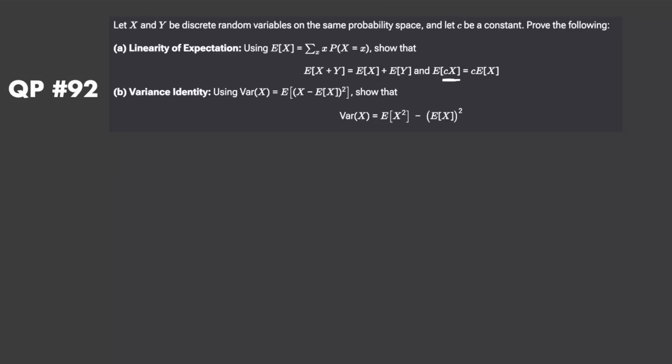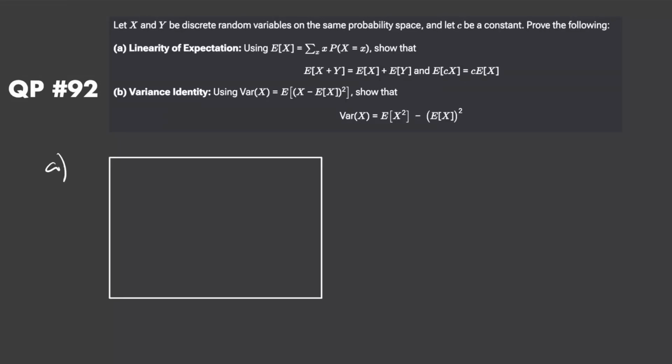When we take the expected value of a constant times a random variable, we can just pull the constant out. This one shouldn't be too complicated, but we have X and Y here that are discrete random variables on the same probability space. Let this be a drawing of the probability space. A discrete random variable takes some outcome in our probability space and assigns it some value for every possible outcome, so X and Y both partition our sample space.